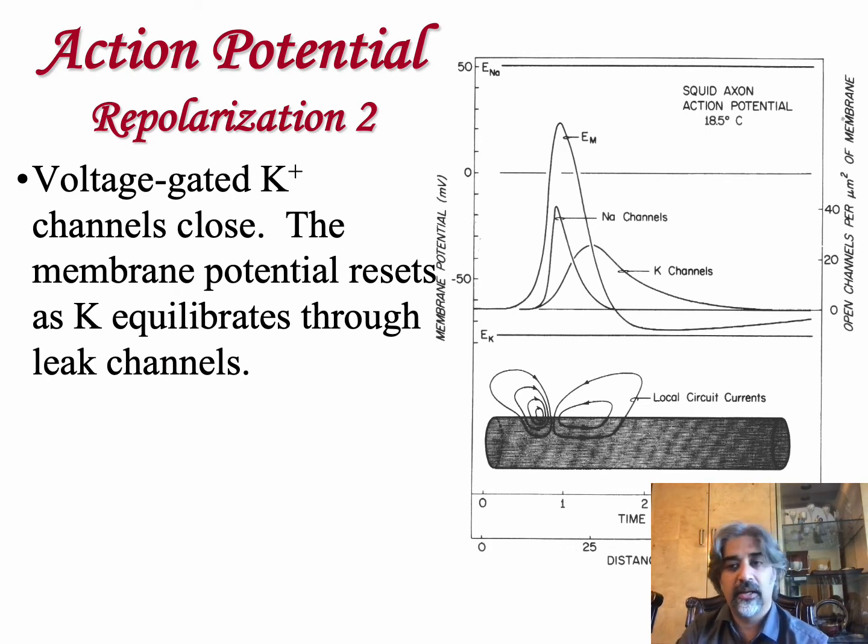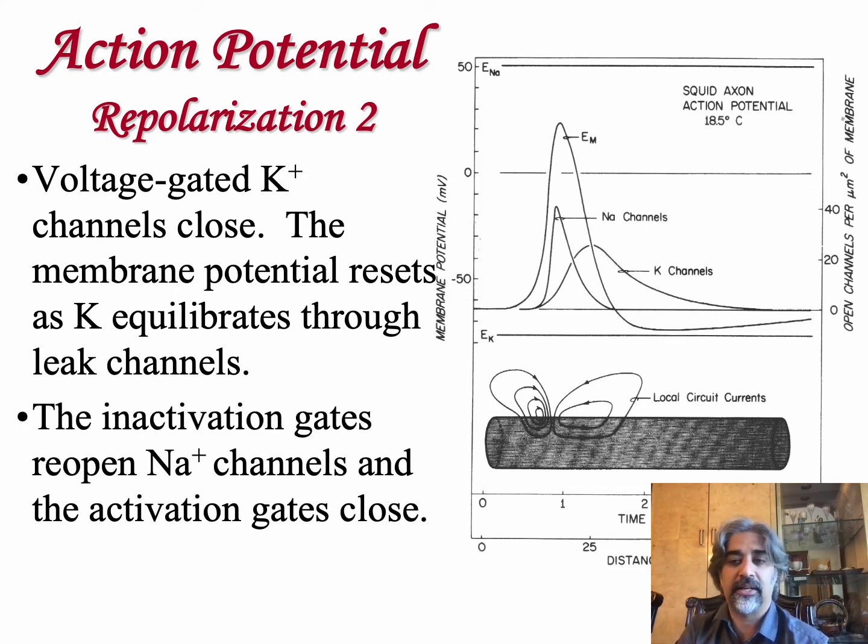Repolarization, finally, is when the voltage-gated potassium channels close. They were really slow to close, but now they're closed, and the membrane potential resets as potassium equilibrates through the leak channels. The inactivation gates reopen sodium channels, and the activation gates close. During this time, now, you can generate an action potential normally.